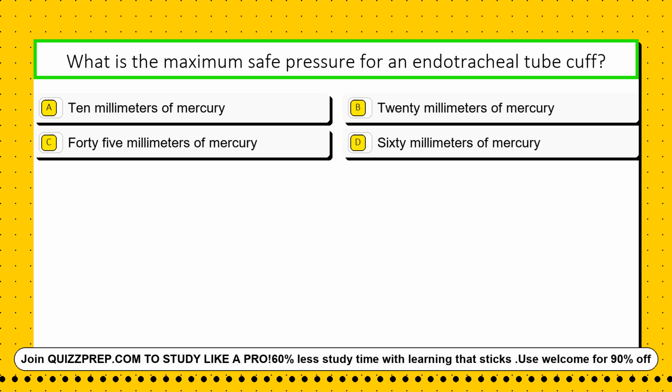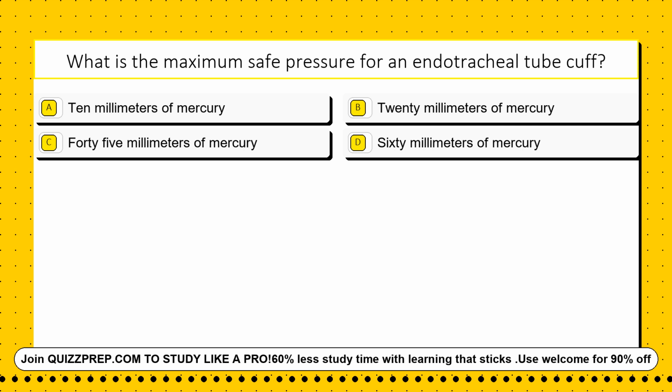Question 28. What is the maximum safe pressure for an endotracheal tube cuff? Option A, 10 mm of mercury. Option B, 20 mm of mercury. Option C, 45 mm of mercury. Option D, 60 mm of mercury.